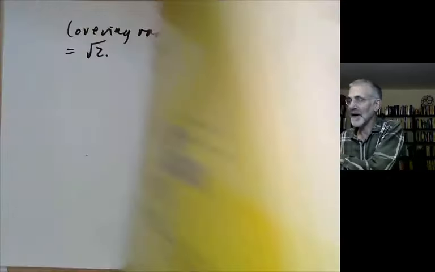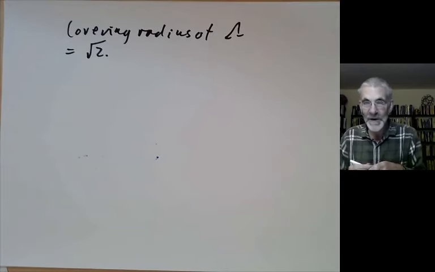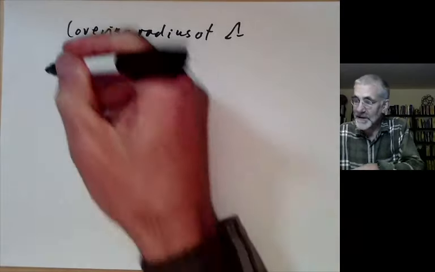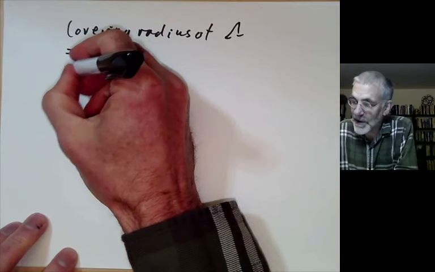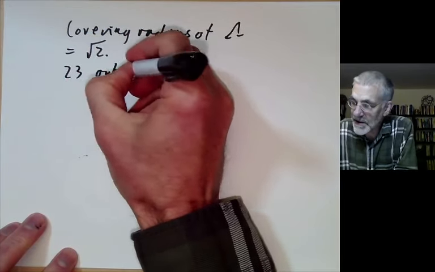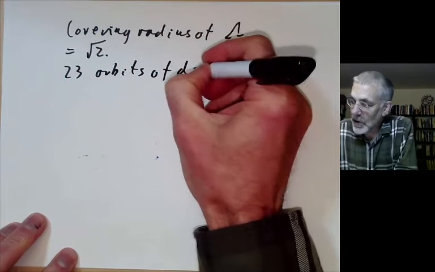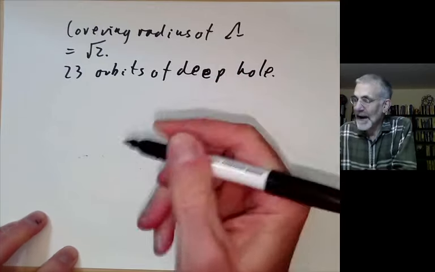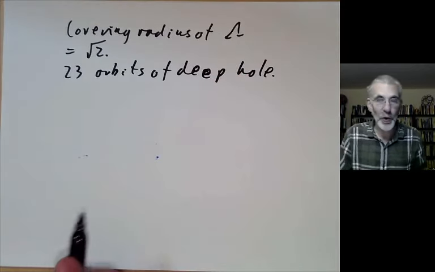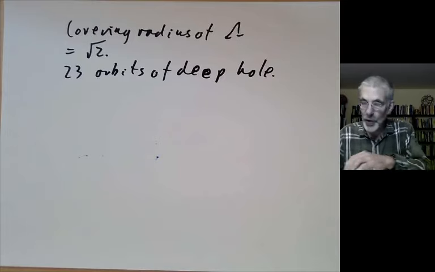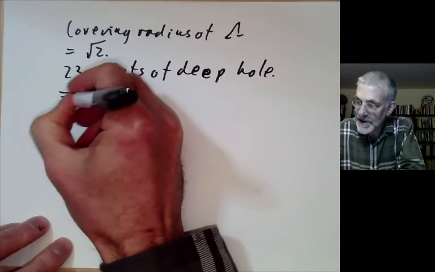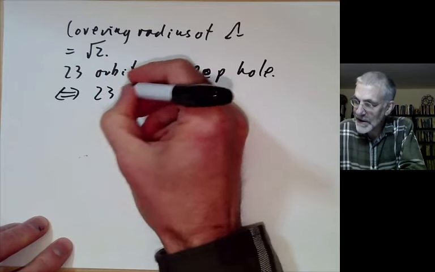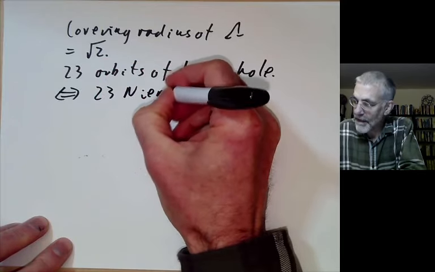There are huge numbers of cases to consider. And the reason they had to consider so many cases is that the answer is rather complicated. There are 23 orbits of deep hole. So they had to actually find all these different orbits and show there are no other orbits. And the amazing thing is these correspond to the 23 Niemeier lattices.